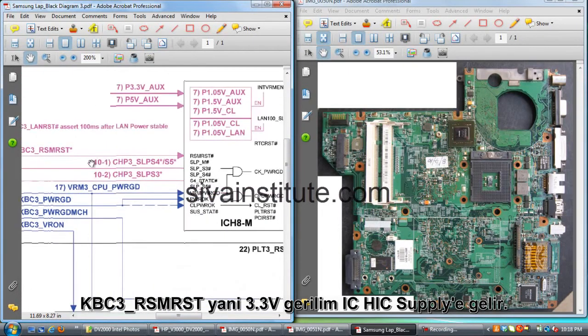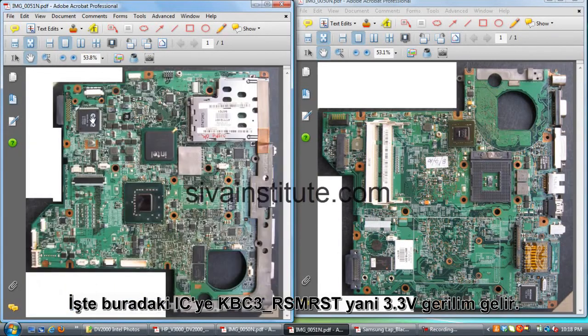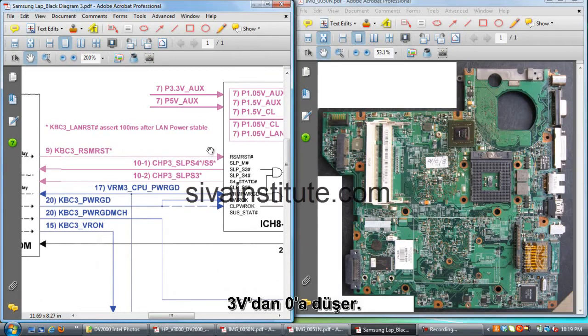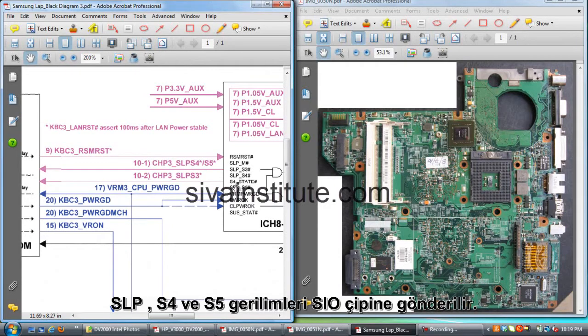RSM reset 3.3 volts goes to the ICH. RSM reset 3.3 volts goes to this ICH IC. When RSM reset 3.3 volts is present and the power button voltage 3 volts goes to 0 volts, when these two voltages are received by the ICH, this chip immediately releases SLP S4 3.3 volts, SLP S4 and S5, to the SIO chip.